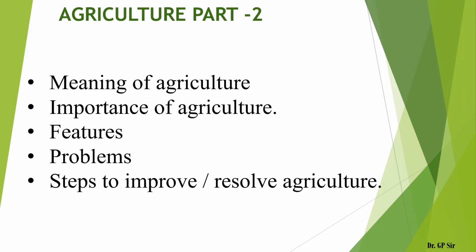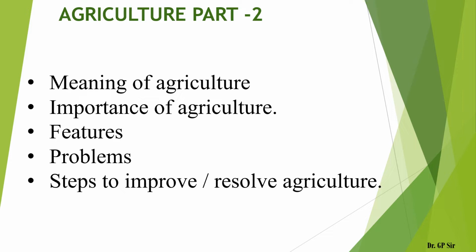In a previous class, we discussed agriculture part 1, one of the most difficult chapters according to people. We discussed the meaning of agriculture, importance of agriculture, features. We also discussed the problems and the steps we can take to improve agriculture. Since India is an agriculture country, it is very important to know that the problems faced by agriculture have to be resolved, correct? Then only agriculture can be developed. So these are the things that we discussed in part 1, and let us continue in part 2.